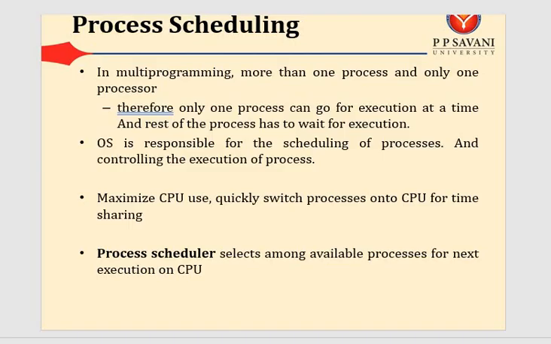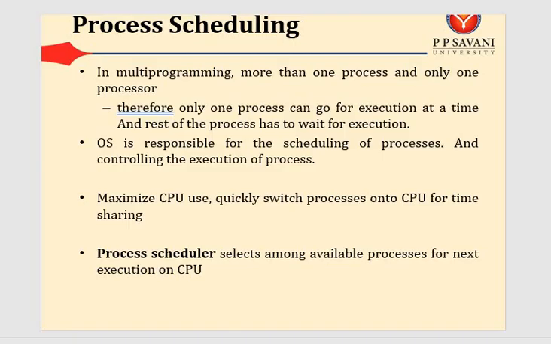We know that in a multi-programming system, more than one program is executed at the same time, which means more than one process and only one processor. Therefore, only one process can go for execution at a time, and the rest of the processes have to wait for execution. So for that task, the OS is responsible for the scheduling of processes and controlling the execution of a process.